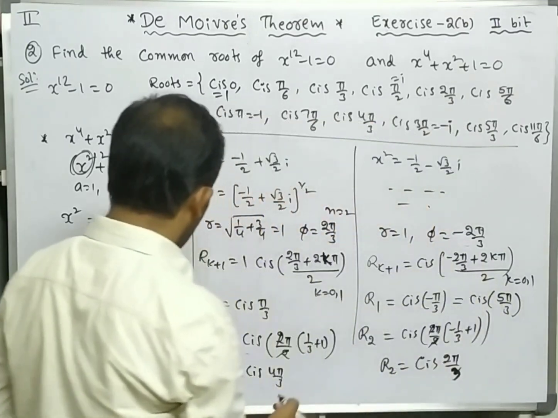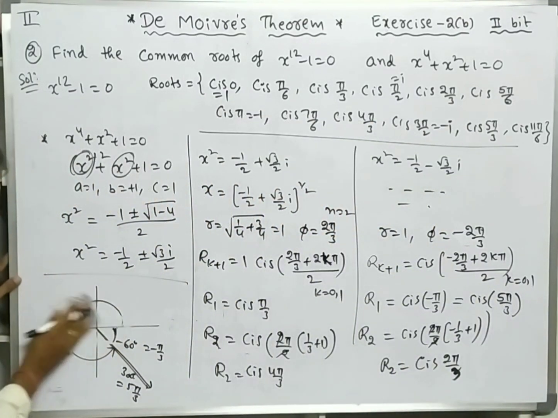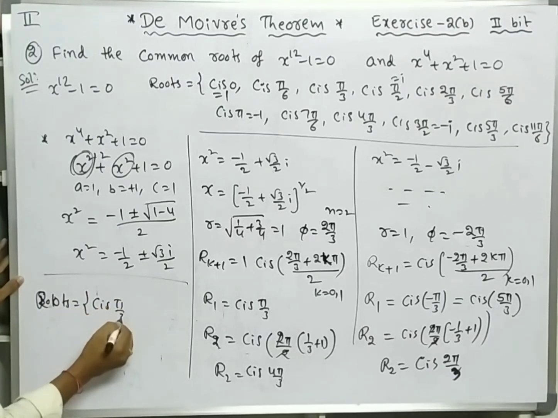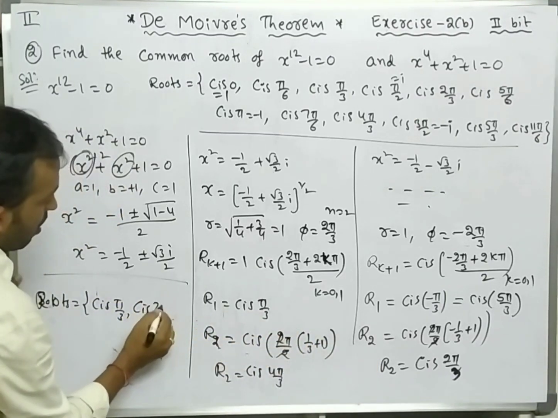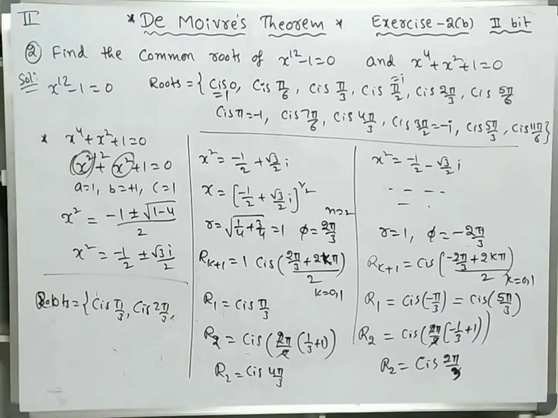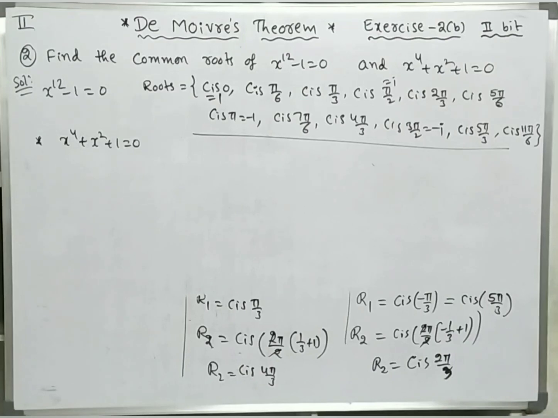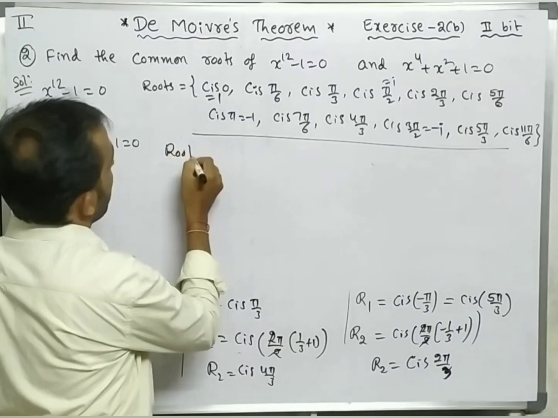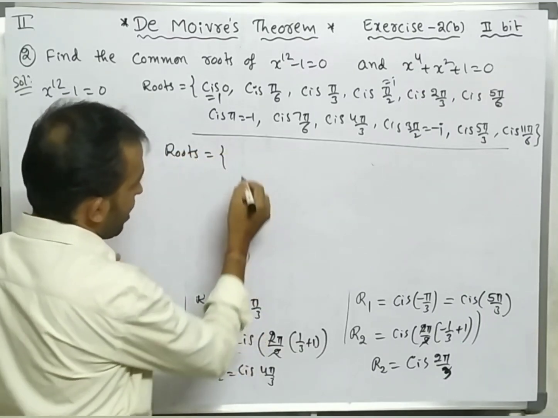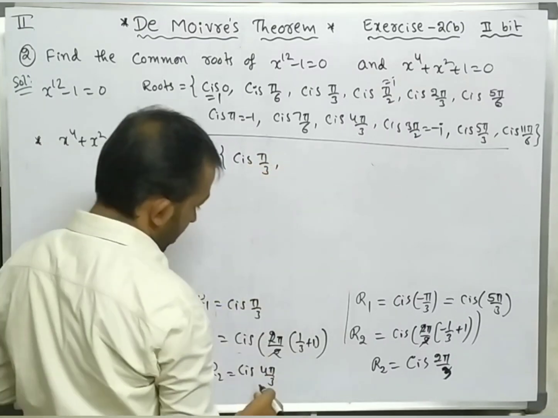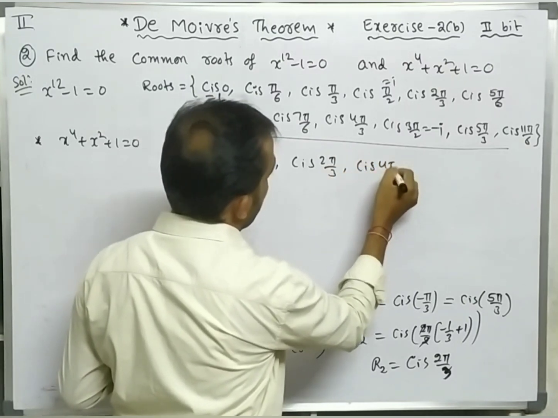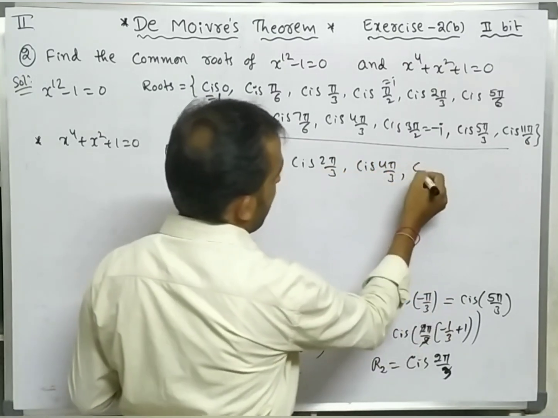So here in this case, what are the solutions? The roots. After solving this problem, we have got the roots: one is cis pi by 3, another one is cis 2 pi by 3, next cis 4 pi by 3 and cis 5 pi by 3.